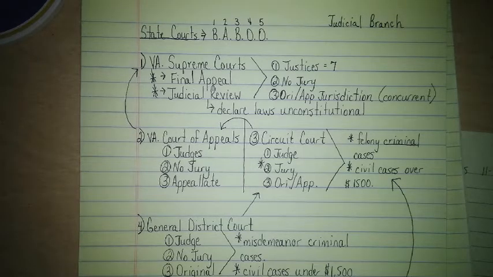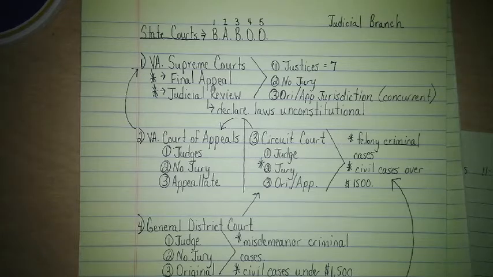In parentheses, I wrote down the word concurrent, meaning that they share jurisdiction with the federal court, but it's the only state court that can do that. Okay? So it technically has 3, but we're just going to make sure you know it has original and appellate jurisdiction. All right, everybody with me with the Virginia Supreme Court there? Simple enough, I hope. That's the highest court at the state level. All right, moving on down.